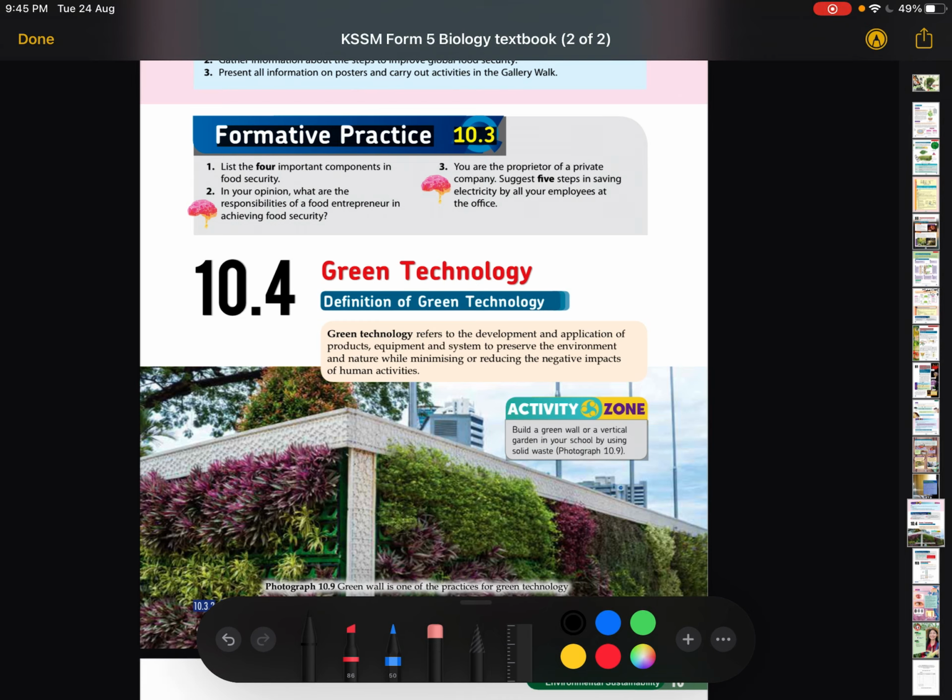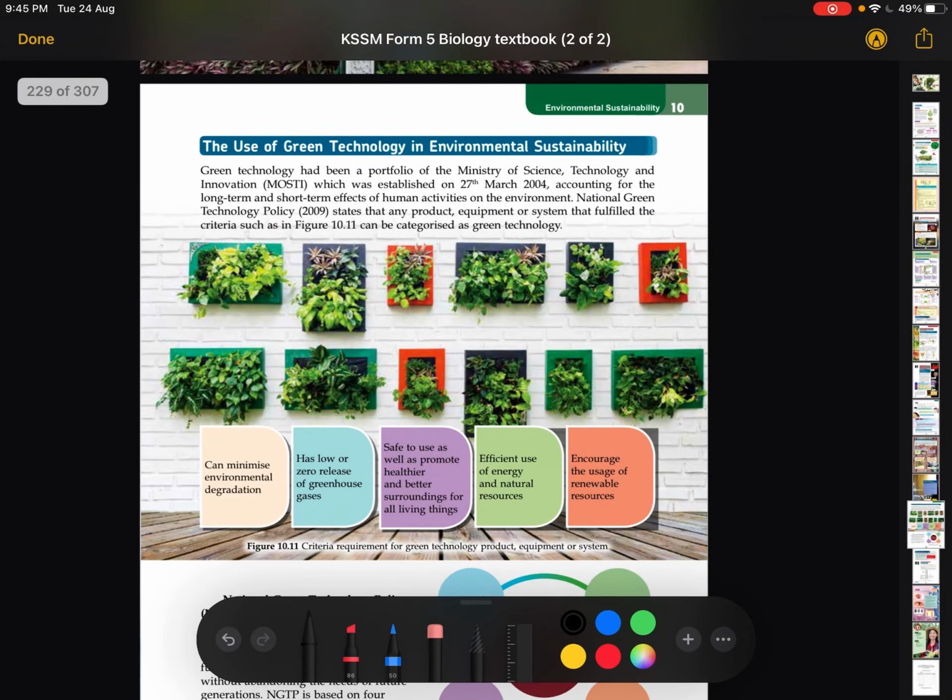Okay, a good explanation on green technology is, it's basically using new technology to replace technology that can pollute the world. You want to use stuff that is more environmentally friendly, more green. Yeah, technology that is more environmentally friendly is called green technology lah.